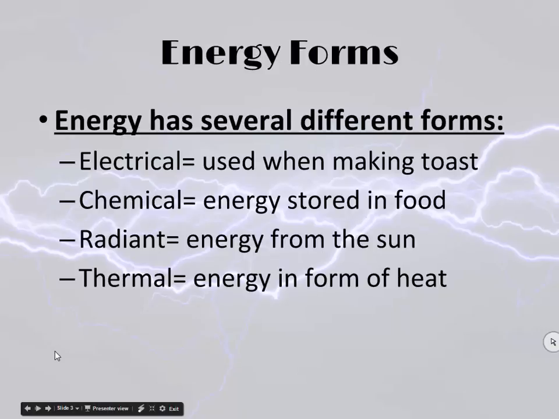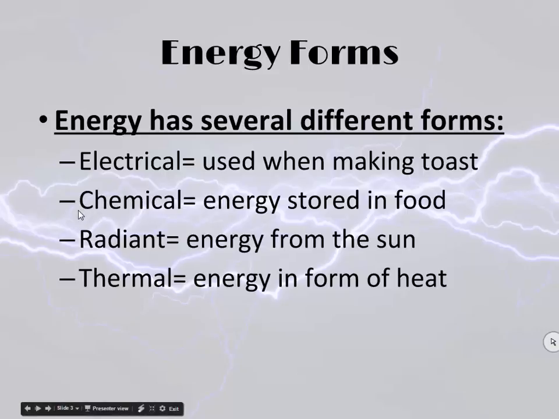So there are several different forms of energy that we come across every day. The main ones are electrical, chemical, radiant, and thermal energy. Electrical energy is used when making toast, for example. You plug in your toaster, the toaster heats up. So the electrical energy is coming from a power plant or from the toaster.